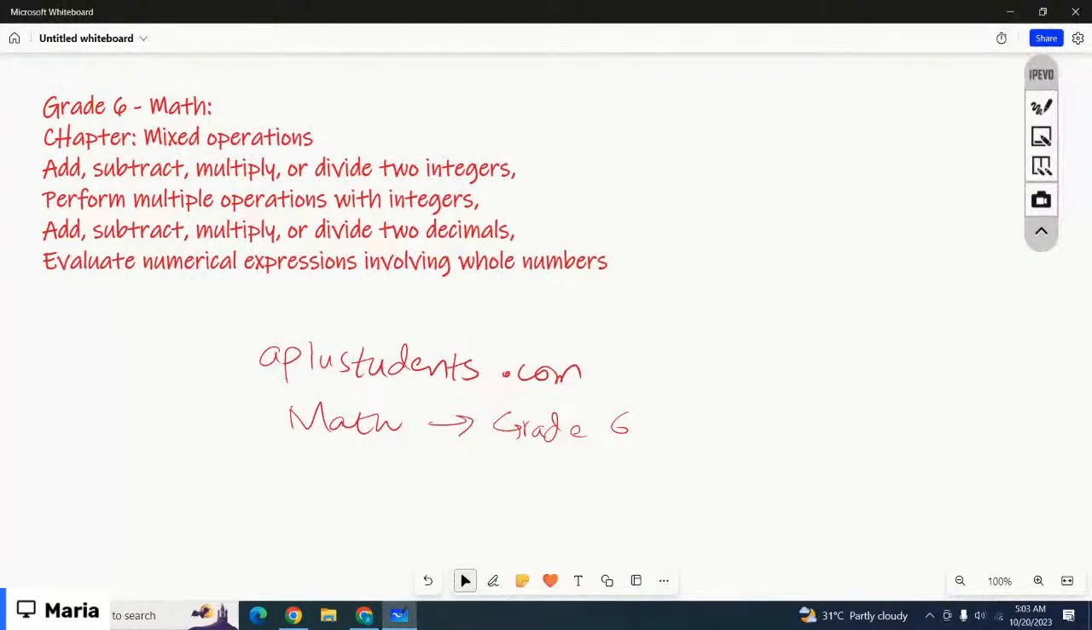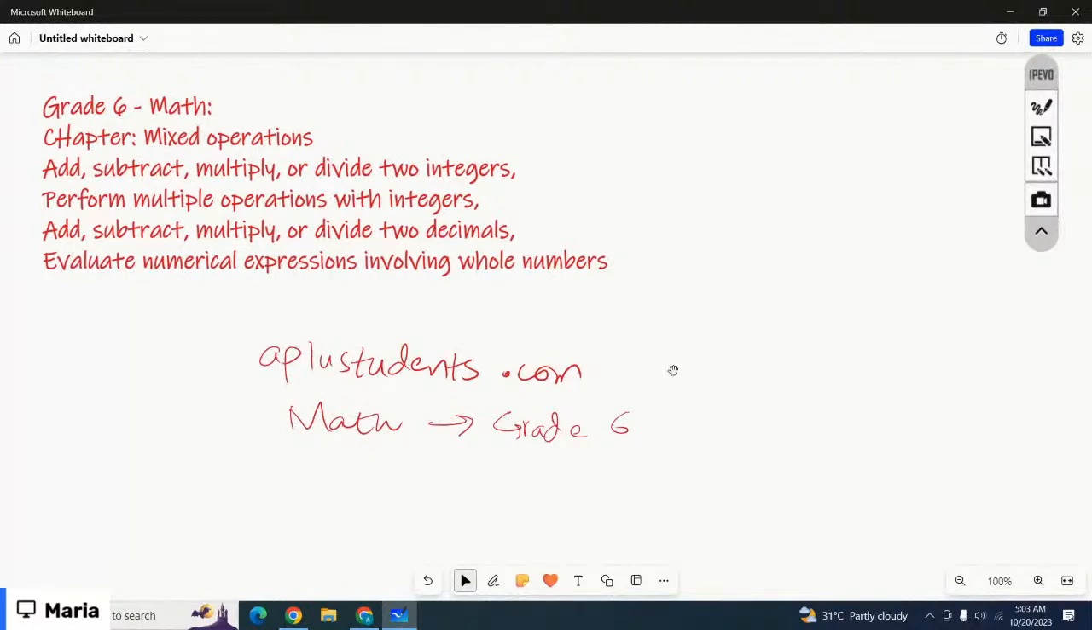We're going to start with the chapter mixed operations. The lessons we're going to cover today are add, subtract, multiply or divide two integers, perform multiple operations with integers, add, subtract, multiply or divide two decimals, evaluate numerical expressions involving whole numbers. So let's just start with the first lesson, that is add, subtract, multiply or divide two integers.